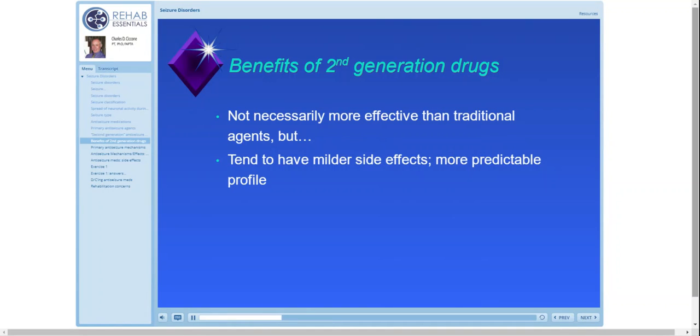So because of this, we tended to not combine the traditional drugs with one another too much. It was more likely that a patient would receive what's called monotherapy, a single drug, and they would use as high a dose as they could to treat the seizure as long as it was tolerated. But you didn't want to combine several traditional drugs together because it added to the complexity and it added to the chance of side effects.